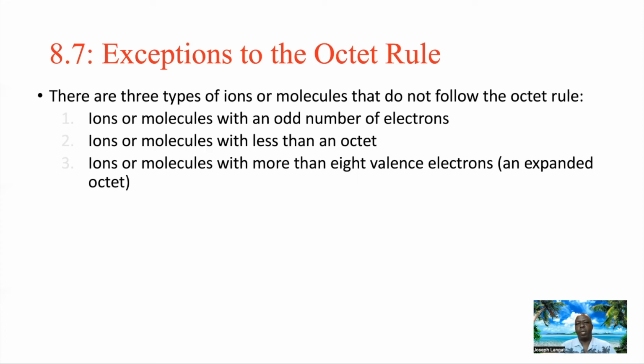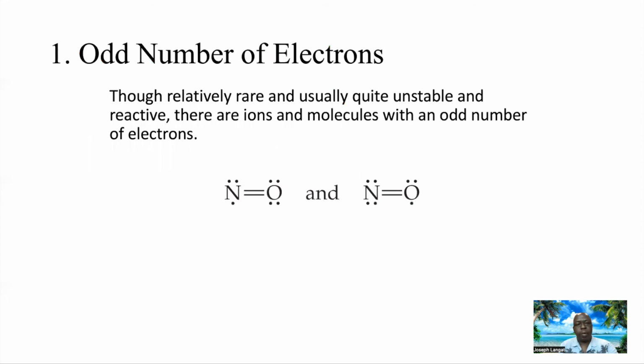You'll see this when dealing with transition metals, because transition metals are in the D block, and the D sublevel can take a maximum of 10 electrons. Therefore, we say expanded. So here is scenario one. We have an odd number of electrons, nitrogen monoxide. All right. So no matter how we try, we have a lesser number of electrons. Therefore, we don't end up with 8.